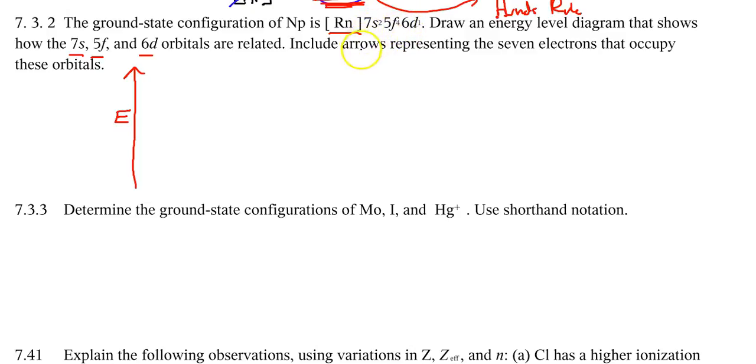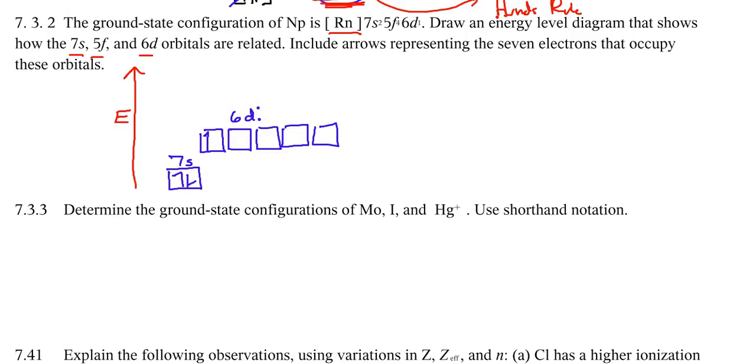All right, so what we do is we would put our 7s2 here, lowest energy. Then we'd have the 6d1. Of course, we know the d's have 5 different orientations in space, and there's 6d1.